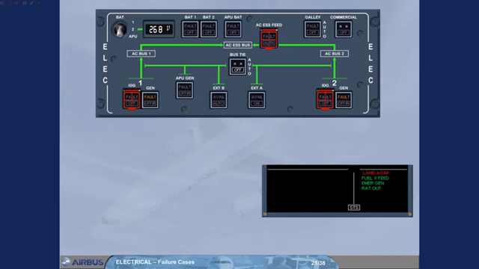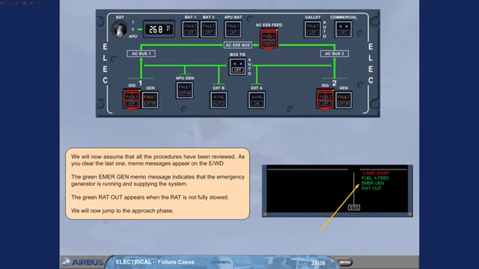We will now assume that all the procedures have been reviewed. As you clear the last one, memo messages appear on the engine warning display. The green EMER GEN memo message indicates that the emergency generator is running and supplying the system. The green RAT OUT appears when the RAT is not fully stowed. We will now jump to the approach phase.